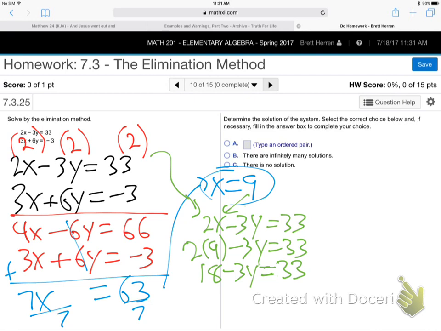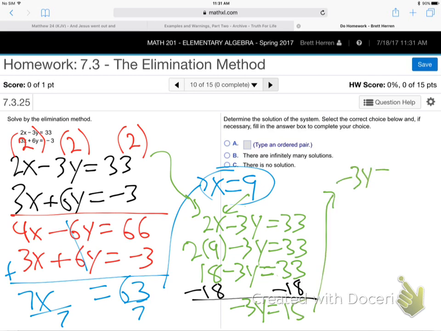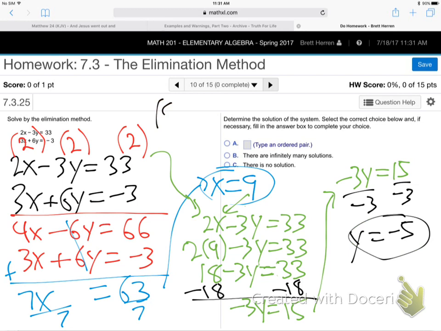Okay, so we got to solve for y. Y is saying I want to be alone. So subtract 18 from both sides. So minus 3y, what's that? 15? Right, did I do that right? Yeah. And then divide by negative 3. Y is minus 5. So the answer is 9, comma, minus 5. That's x, y.